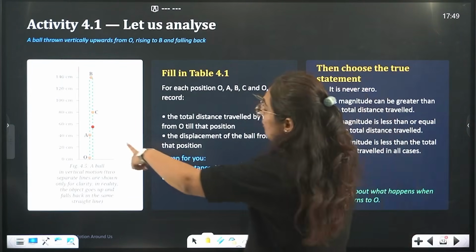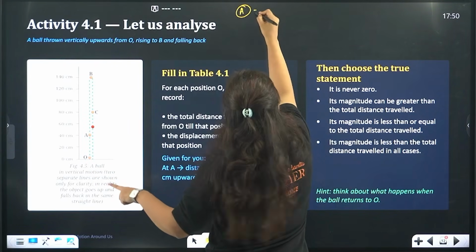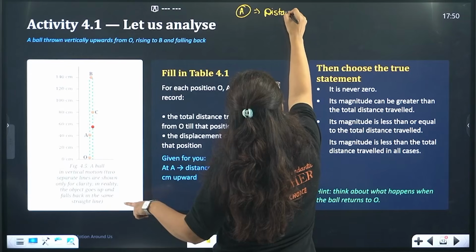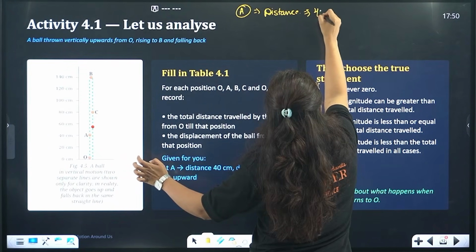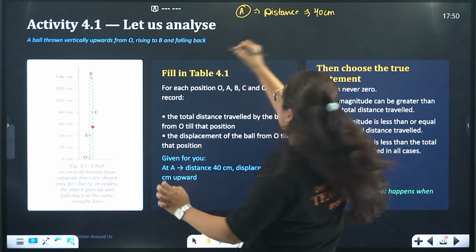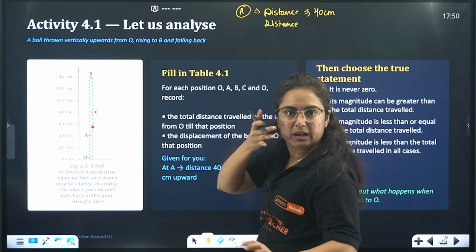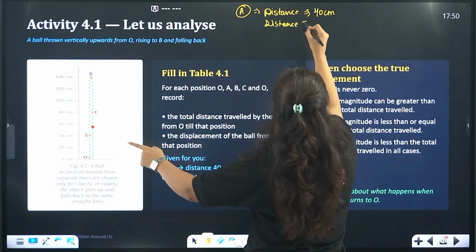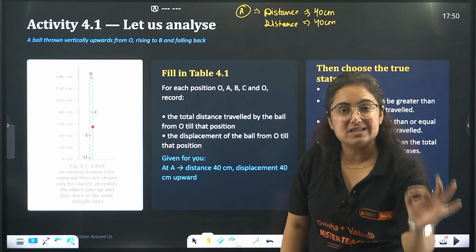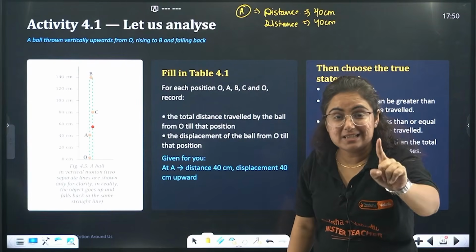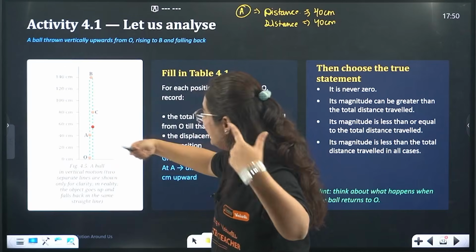Okay. So, for point A, what is the distance, beta? What is the distance that is covered up to point A? So 0 to A, they covered how much centimeter? 40 centimeter, right? What is the displacement, beta? The change in the location of the object, right? What is that? Again, it is 40 centimeter. Here we can claim that distance can be equal to displacement. Distance can be equal to displacement. Okay, now moving towards the next thing.